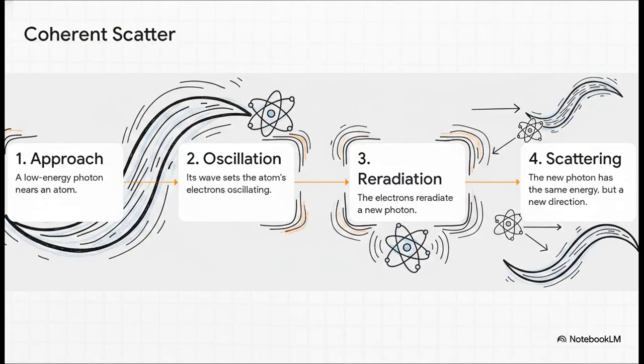So how does this dance actually play out? Well, let's walk through it. First, you've got this low-energy photon cruising along and it approaches an atom.